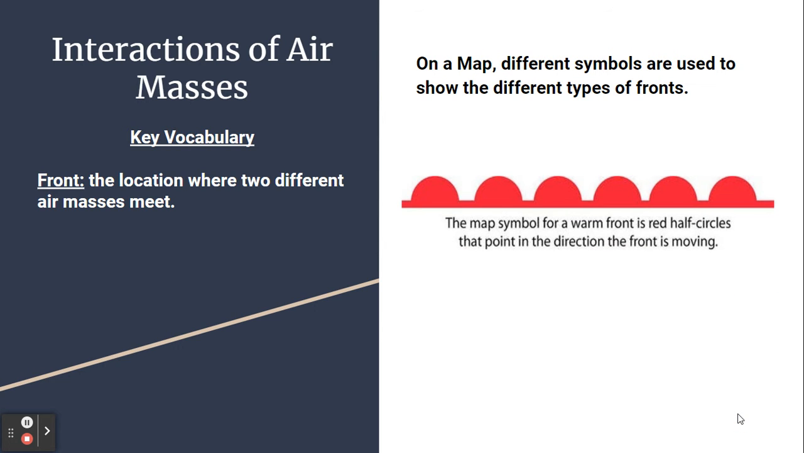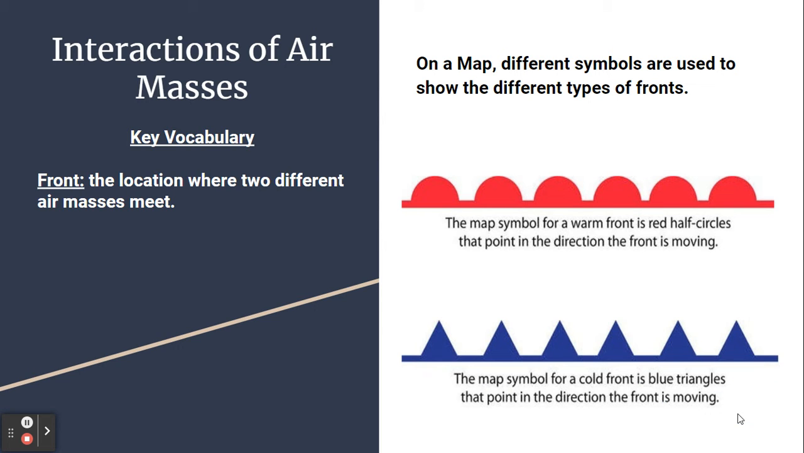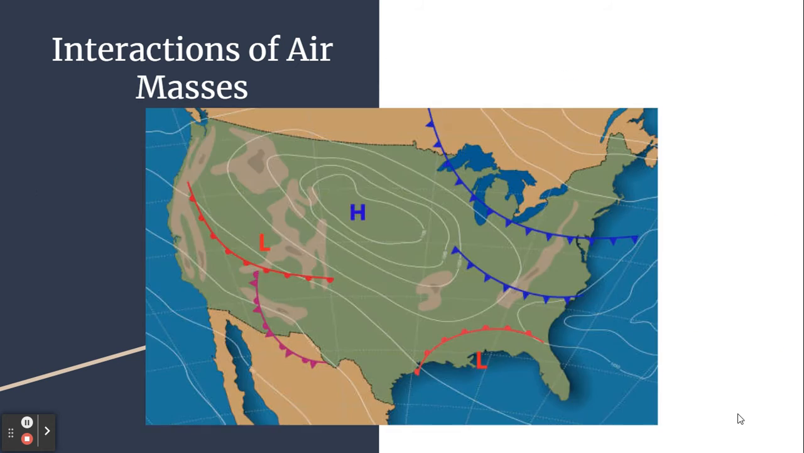When we look at a weather map, we use red symbols for warm, blue symbols for cold, and fronts have either a triangle for the cold or a semicircle for the warm that point in the direction that these fronts are moving. For instance, both that warm front and that cold front are moving up towards the top of your screen.